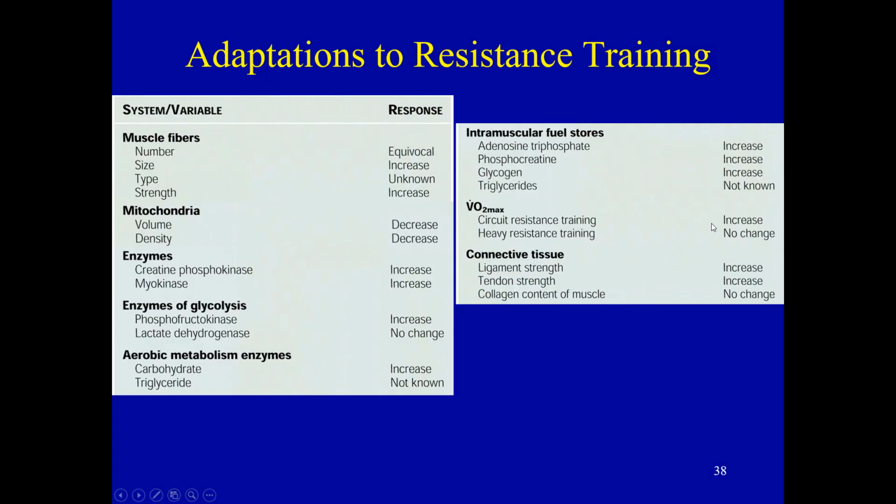VO2 max, no change with classic resistance training because VO2 max is an aerobic measure. It measures aerobic capacity. But if you were to do resistance training with an aerobic component like circuit resistance training, where you're moving from machine to machine relatively quickly, then I think that would lead to small but significant increases in VO2 max. They say about a 5 to 6% increase. And as far as connective tissue, you see some improvements there with ligament and tendon strength.